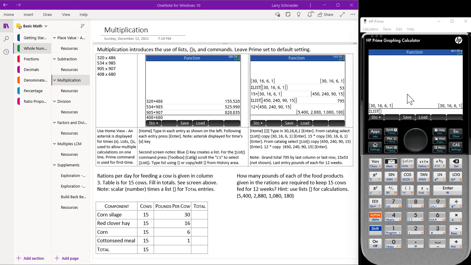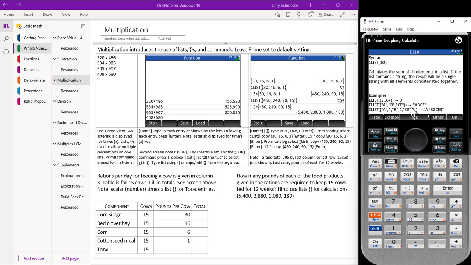Let's use the help function to look up how the sigma list works. Since we're blinking inside the parentheses, we can just press the help key. And this is what it says. It says when you put in a list, it's going to add the ones together.